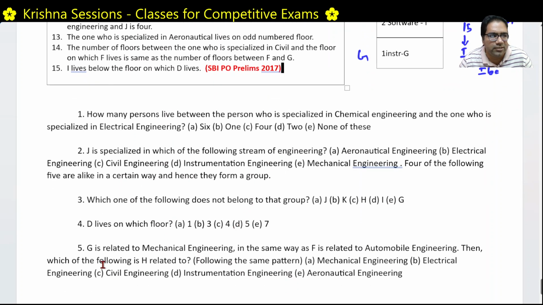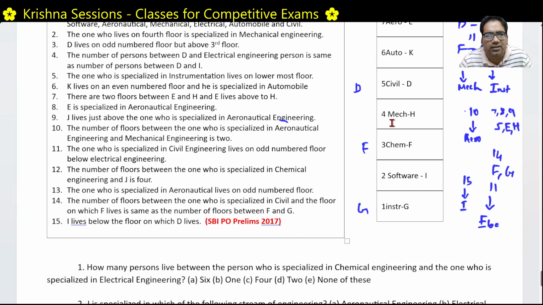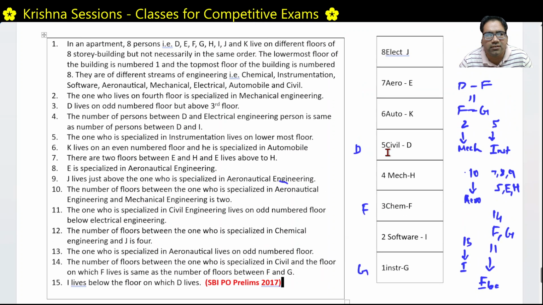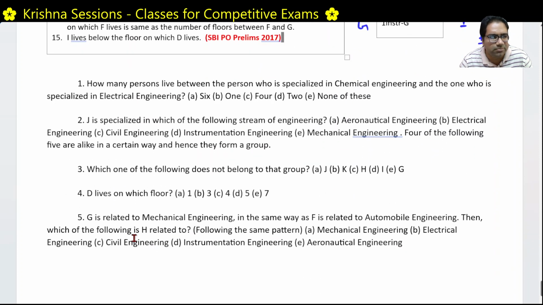G is related to mechanical engineering in the same way as F is related to automobile engineering. G mechanical and F automobile. G and mechanical, there are two floors in difference, right? F and automobile, there are again two floors difference, right? Then H, two floors away from H, which is aeronautical engineering, which is E. Then the answer should be aeronautical engineering, which is E, right?